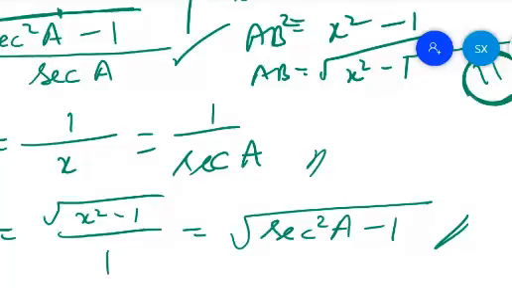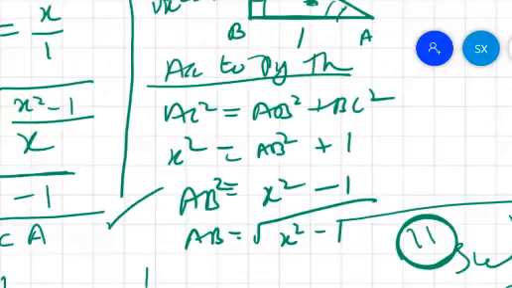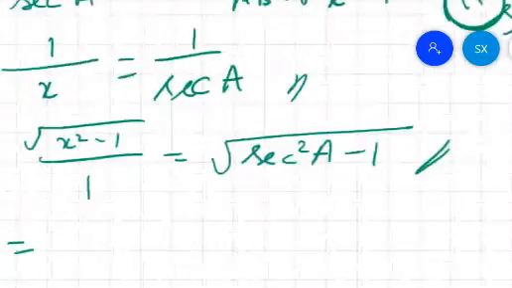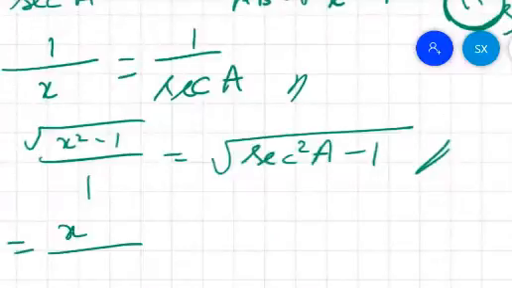What is cosecant A? Hypotenuse by opposite. Very good. Super. So hypotenuse. In our diagram, which is hypotenuse? X. In our diagram, which is opposite?